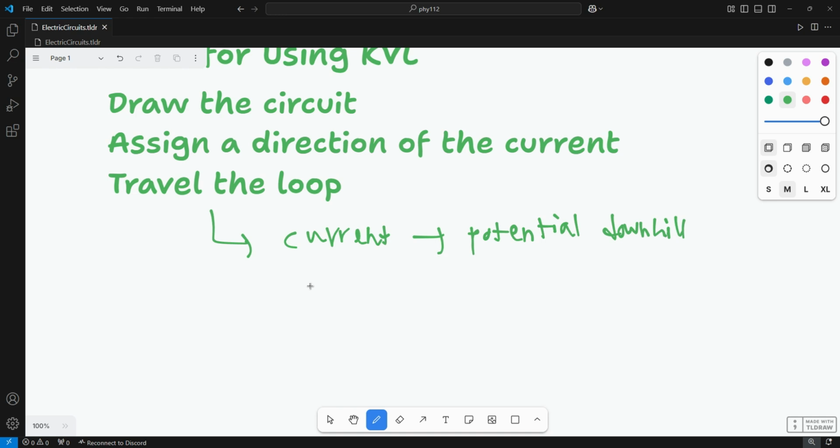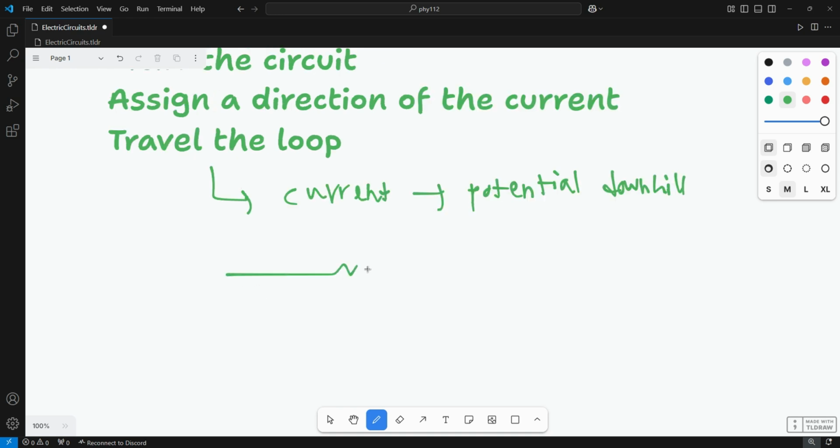So let's say current is flowing. Here there is no potential change, but when it encounters a resistance, if this is the plus side and this is the minus side, then there will be a potential drop over here, which will be negative, as it is going potential downhill.